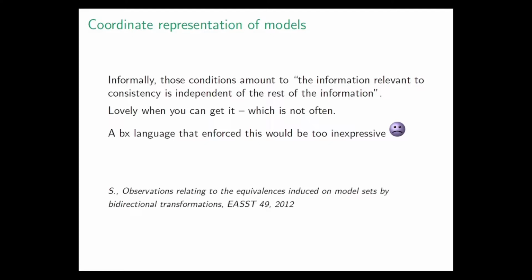And informally, these conditions amount to saying that the information relevant to consistency is independent of the rest of the information. And at this point, your satisfaction at that previous result should come crashing down, because you should realise that although that's a lovely condition to have when you can get it, you can't very often get it. And so although it would be in some sense satisfying to say we will design a bidirectional transformation language which enforces that, which only allows us to write transformations which have those lovely properties, it would be too inexpressive. So that's a bit sad.